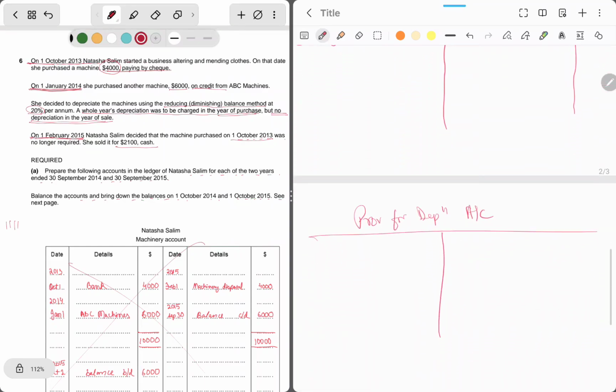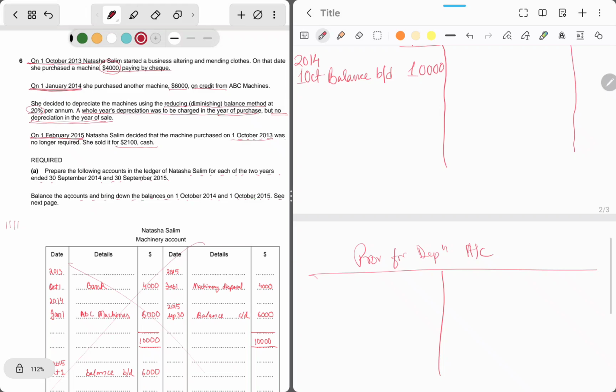Now see, as soon as you prepare the machinery account, you also need to prepare the provision for depreciation account, right?